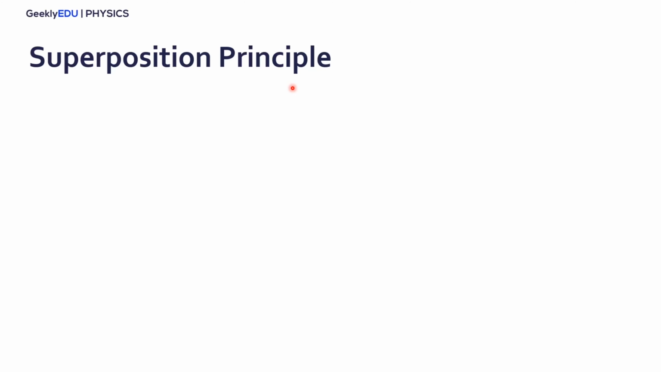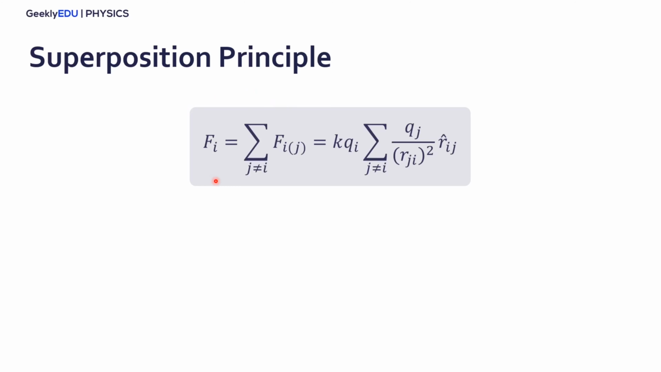We can also apply the superposition principle to Coulomb's law. It means that the force acting on a particle, in a system with more than two particles, is the summation of all the forces from all the particles around it.